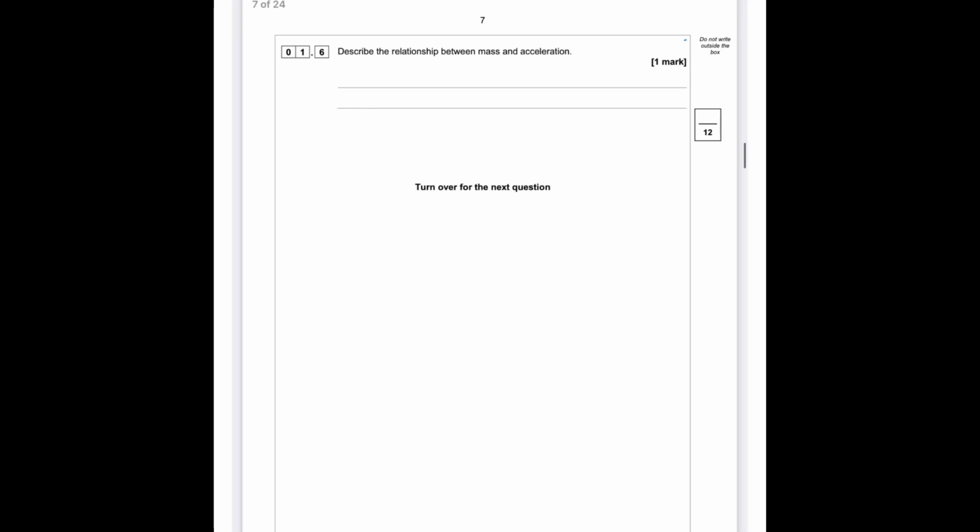So like we said, we can see from the graph that for this particular set of results, the correlation is that it's inversely proportional. As the mass increases, the acceleration decreases.